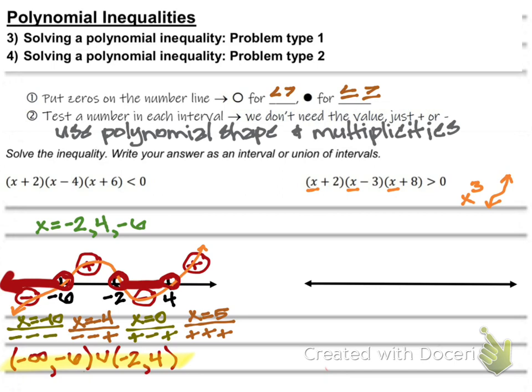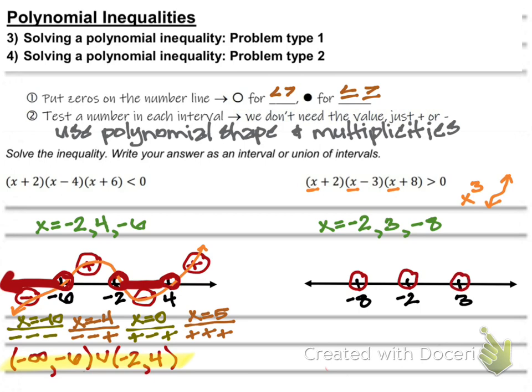Let's pull out the zeros. A negative 2, a positive 3, and a negative 8. So let's put those guys on our number line: negative 8, negative 2, and 3. And on my number line, will those be open or closed? Open, because it's greater than, not greater than or equal to.